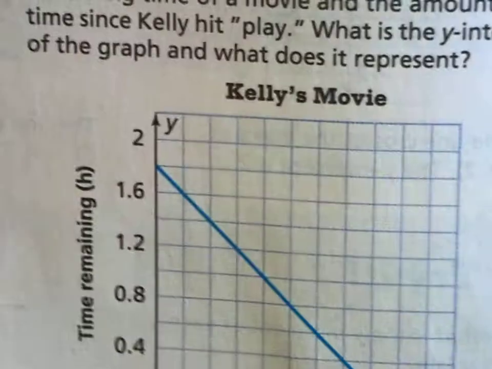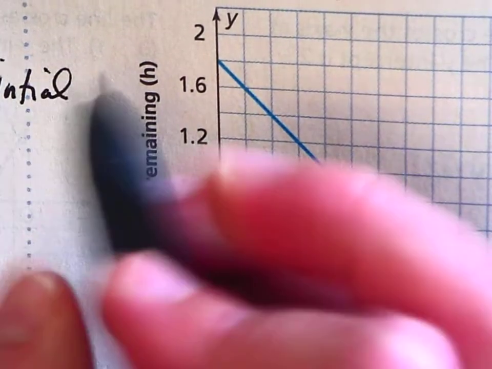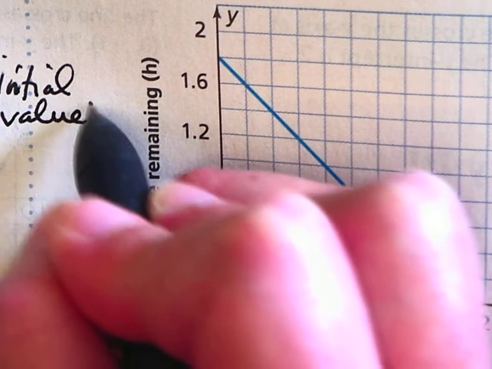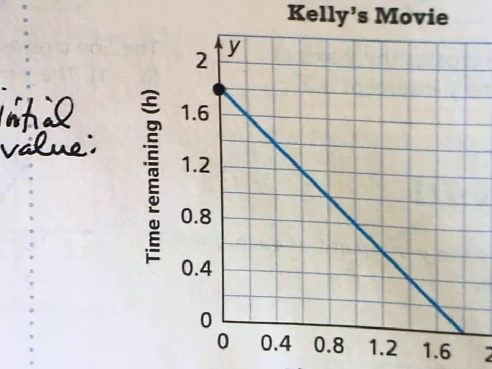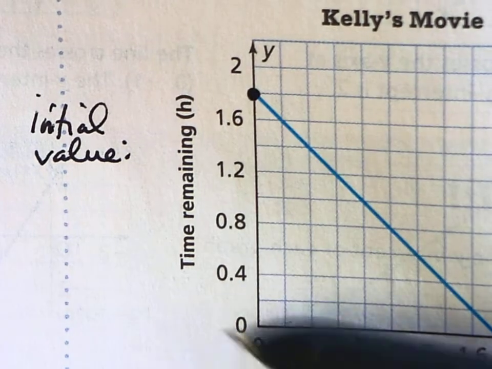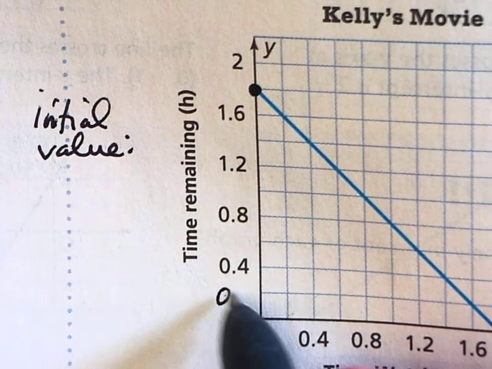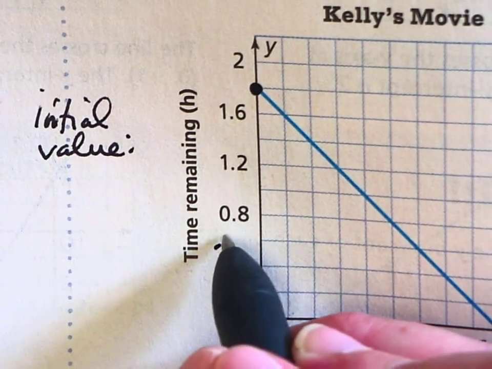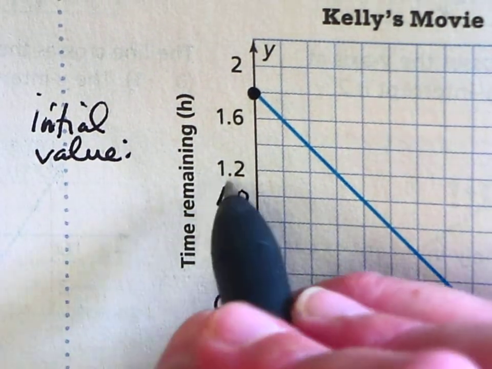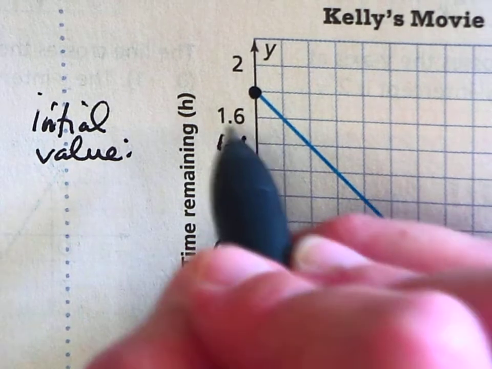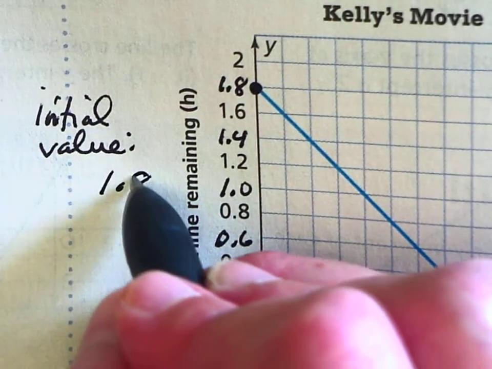Let's take a look at this one. Let's find the initial value. Initial value where the line crosses the y-axis. So right here, that's where it's going to touch or cross the y-axis. So let's figure out what that number is. Okay, so it's 0, skips a line, and then 0.4. So every line is counting by 0.2, 0.4, 0.6, 0.8, 1, 1.2, 1.4, 1.6, 1.8. There it is. So your initial value, or the y-intercept, is 1.8.